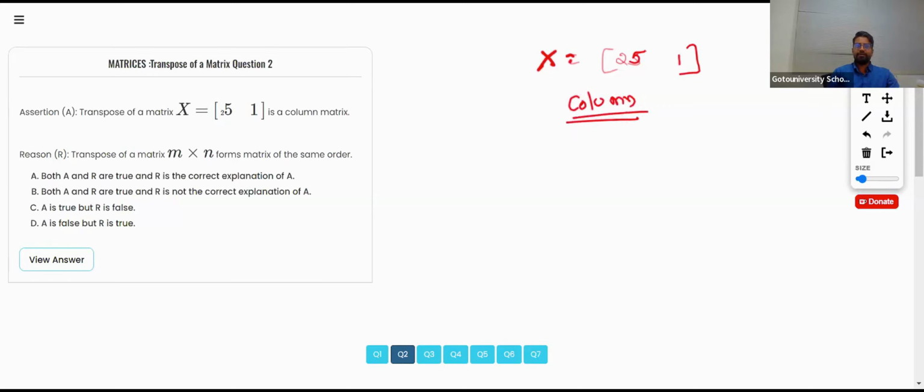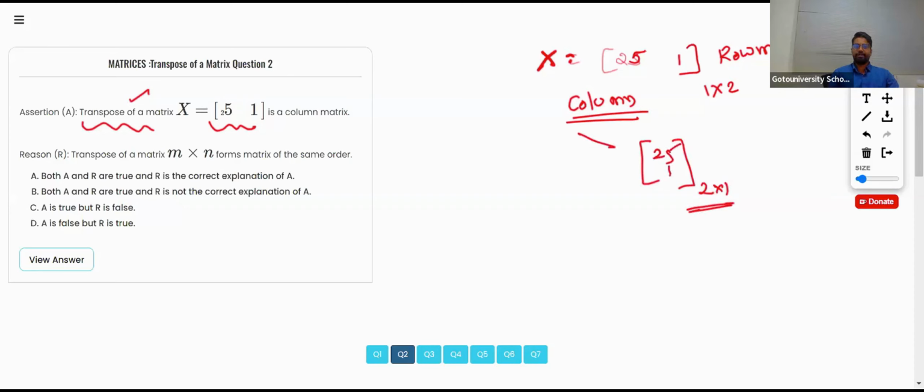That's a question, right? It's an assertion. They're telling that the transpose of this matrix is a column matrix. So what matrix is this? This is a row matrix. What is the order of this matrix? 1 by 2. And what will the transpose have? It will have 2 by 1, that is 25 and 1. Is it a column matrix? Yes, it is a column matrix. That means the assertion is true. As the assertion is true, I can rule out option D. Option D says assertion is false, whereas all the other options say assertion is true.